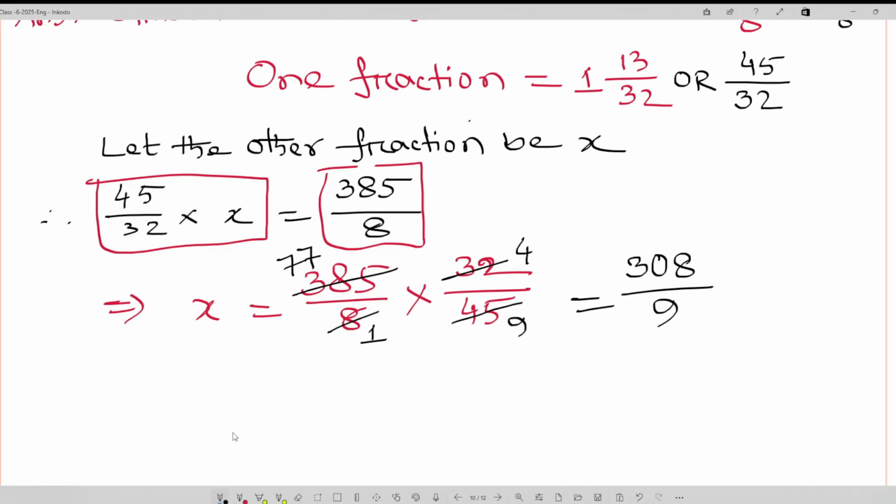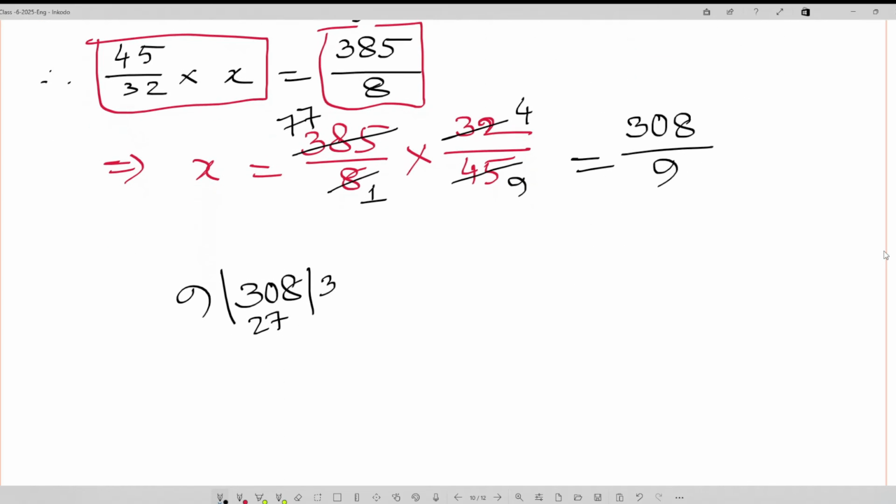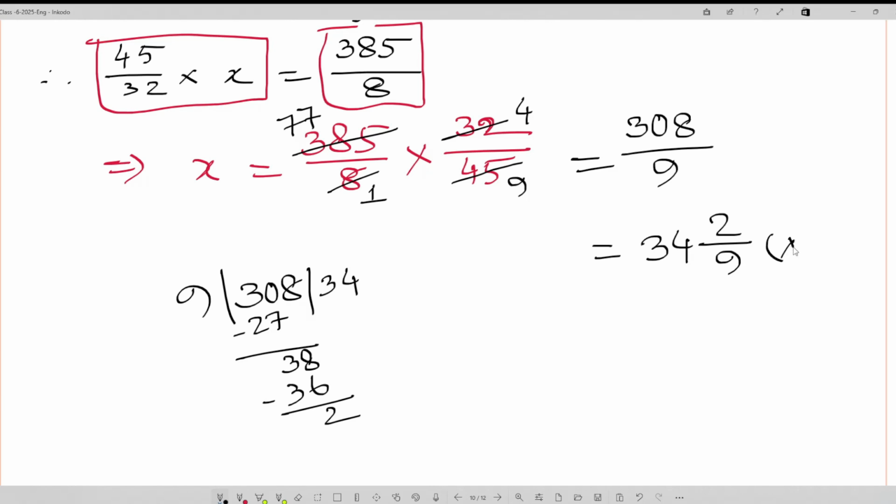So this is a mixed fraction, we can write 308 divided by 9, so here is 3 times 9 is 27, then 10 minus 7 it will be 3, and here is 8, and then 4 times 9 is 36, so 38 minus 36 is 2. So our answer is 34 2 by 9. This is our answer, or we can say another fraction equals 34 2 by 9.